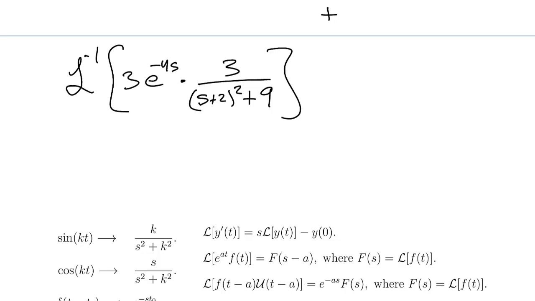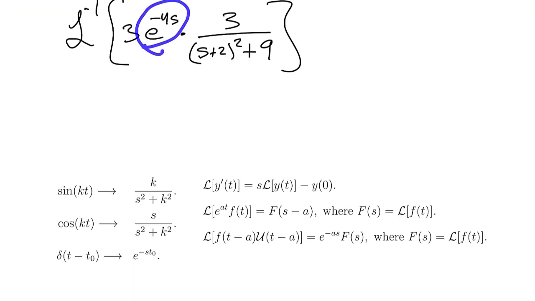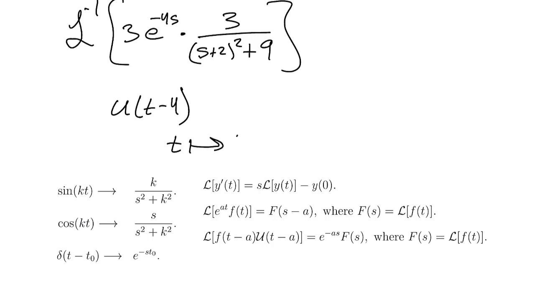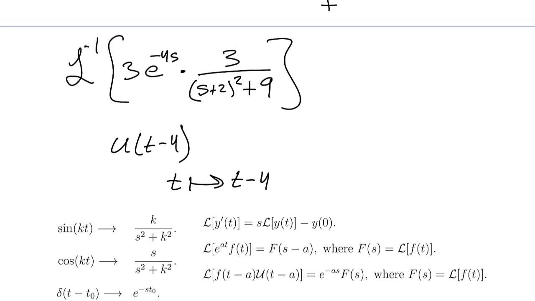So the first thing we notice is we have this e to the minus 4s. E to the minus 4s means we're going to be shifted by 4 seconds. Whatever happens at the end, we're going to need a u of t minus 4, and t's are going to be replaced with t minus 4. Okay? So if I keep that in mind, I might as well take the 3 and just handle that right now. We've got this 3 right there, so just write a 3 there.